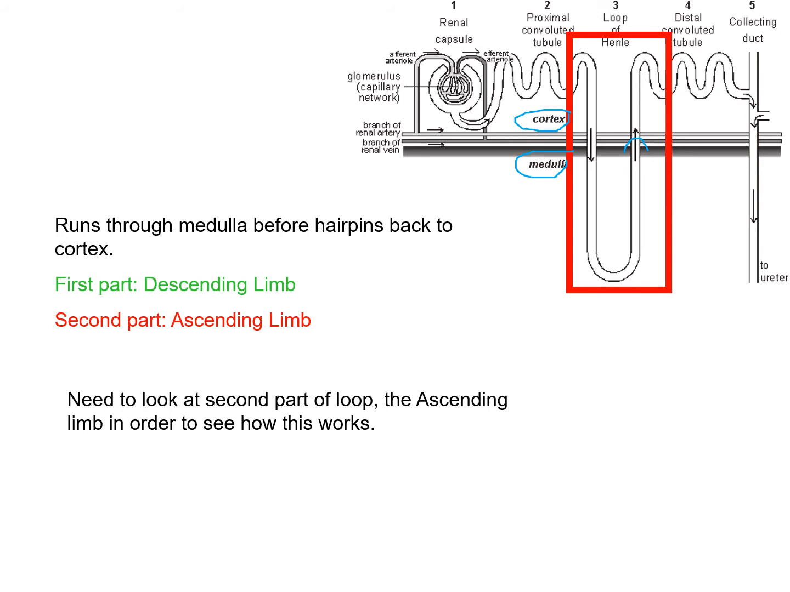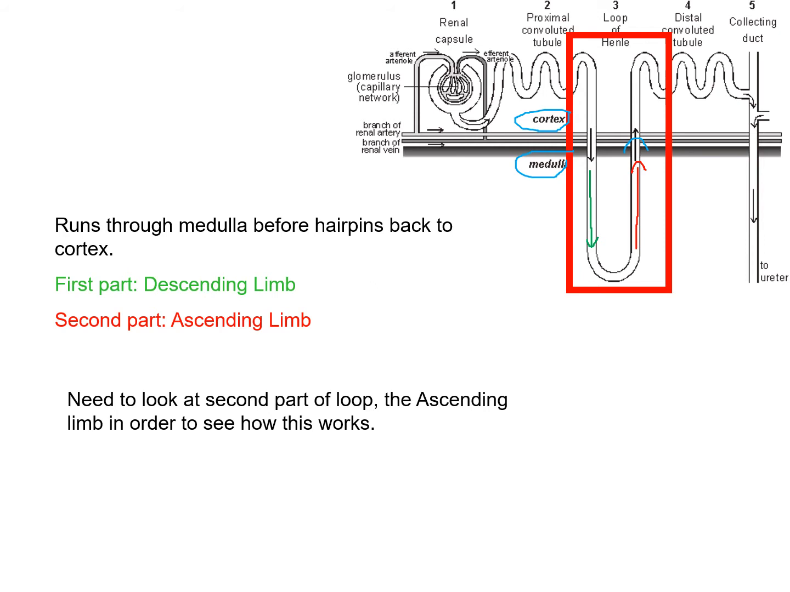So now we've got to just introduce these 2 terms, which are really important. The first part of the loop of Henle, the bit I'm doing in green now, is called the descending limb. And then the second part of the loop of Henle is called the ascending limb. And in order to make this work, we actually need to look at the ascending limb, the red bit, first. So always think of an elevator, make sure you get those right around: a descending elevator, an ascending elevator.